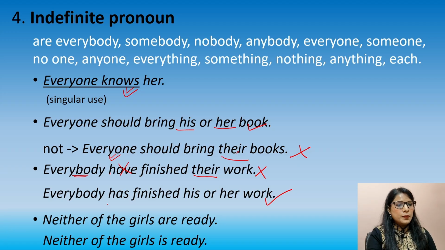Okay? Neither of the girls are ready. तो neither क्या है? This is neither or either is also we use as a singular. तो neither of the girls are ready. No, this is wrong. We say neither of the girls is ready.